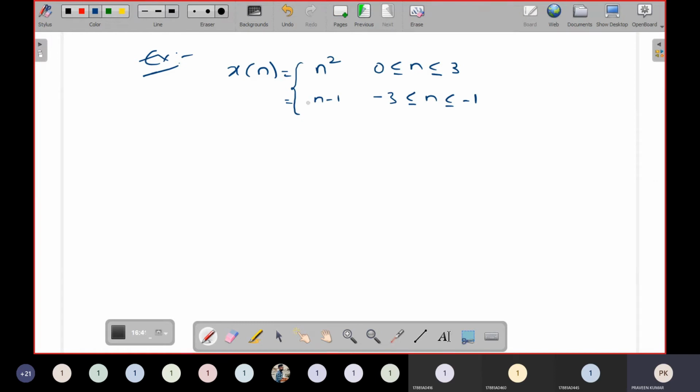Can anyone just try to represent this signal in sequence form? All of you, try to represent this signal in sequence form. X of n. What is the first amplitude?